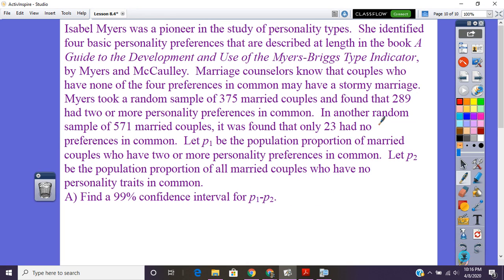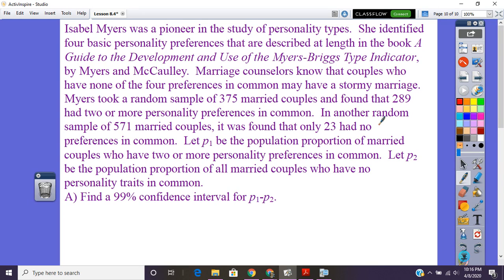Okay. Isabel Myers was a pioneer in the study of personality types. She identified 4 basic personality preferences that are described at length in a book, A Guide to the Development and Use of the Myers-Briggs Type Indicator by Myers and Macaulay. Marriage counselors know that couples who have none of the 4 preferences in common may have a stormy marriage.